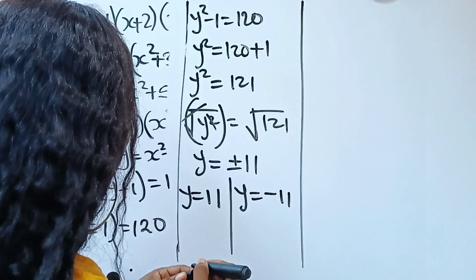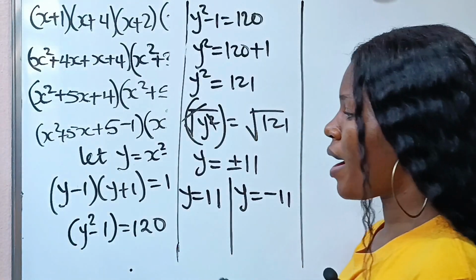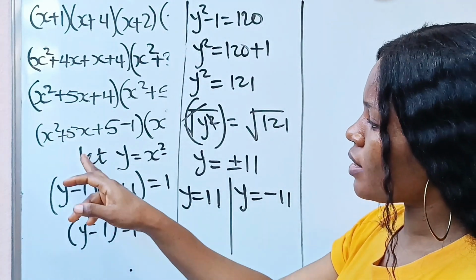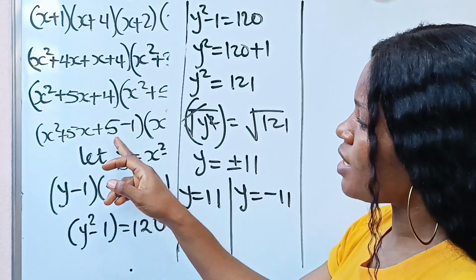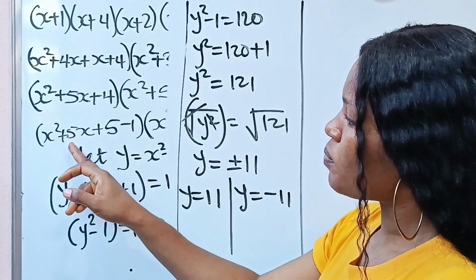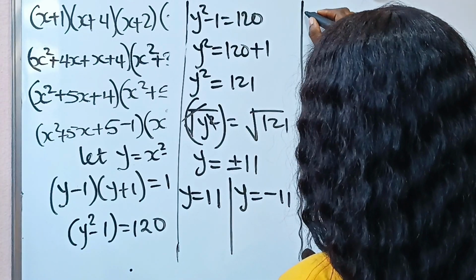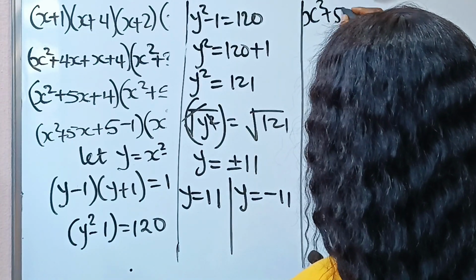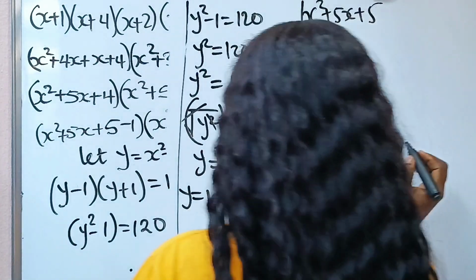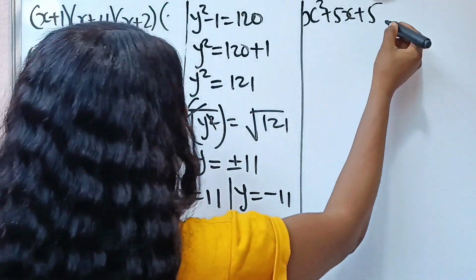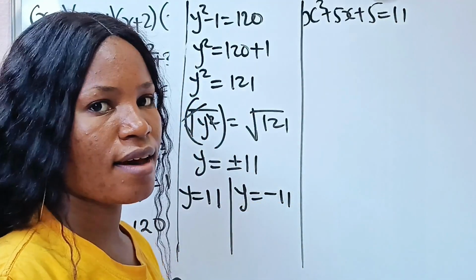Now let's start from here, that y is equal to 11. So recall that our y is what? Our y is x squared plus 5x plus 5, because that is what they have in common, right? So we have x squared plus 5x plus 5. Perfect. So that is our y is equal to 11.